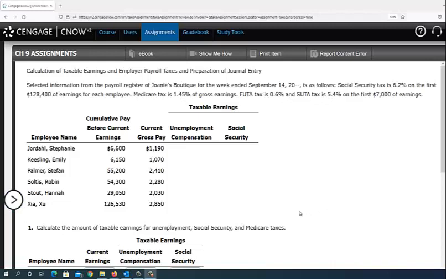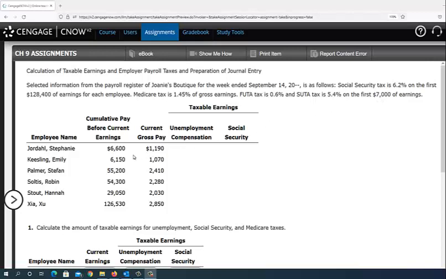First, we'll start out with the unemployment compensation, the taxable portion. Okay, so we know that for FUTA and SUTA in this problem, the maximum earnings that an employer is taxed on is $7,000. So let's look at Stephanie. She has already earned $6,600, so she only has $400 of earnings left before she hits the $7,000 maximum.